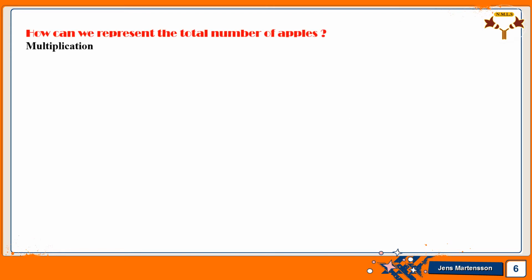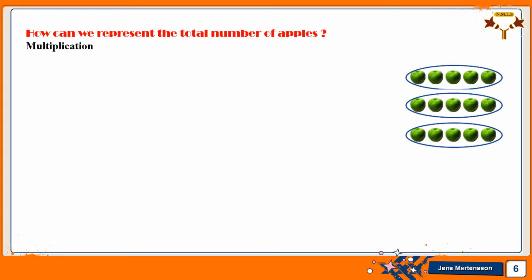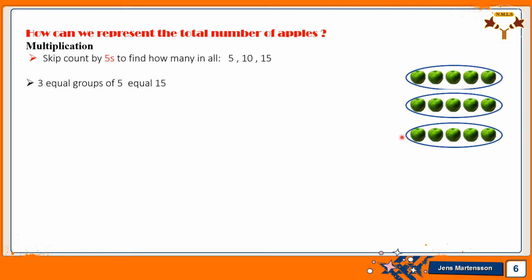How can we represent the total number of apples? As you see here we have apples. How can I represent them with multiplication? Skip count by 5. Here we have a group of 5, and here we also have a group of 5, and here a group of 5. Let's count by 5. We will start 5, then 10, then 15. So here we have 3 equal groups of 5, and the total number here equals 15.